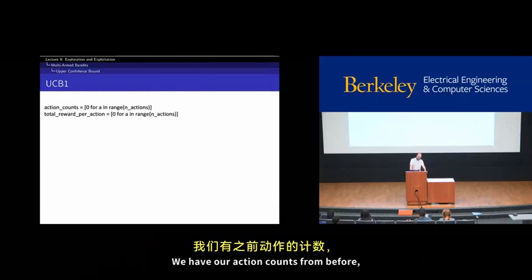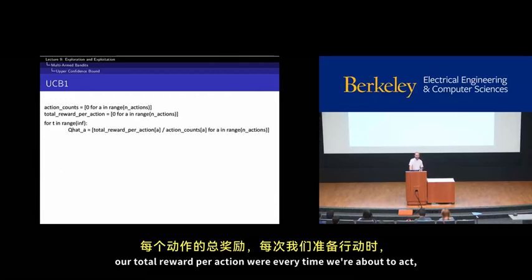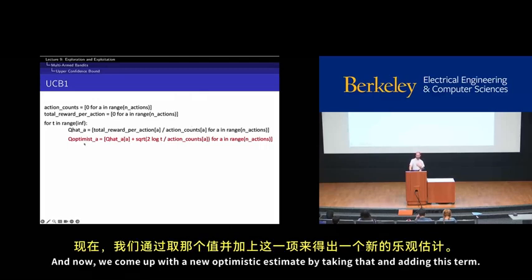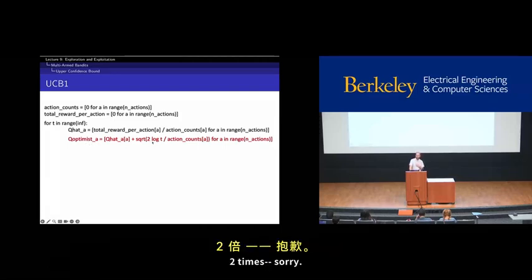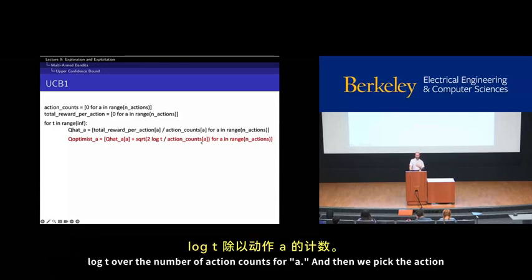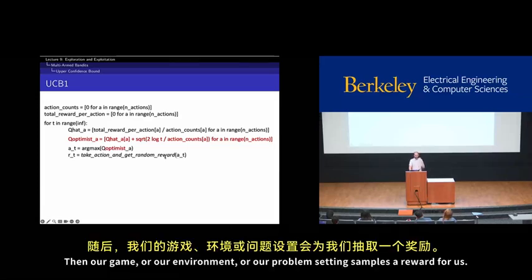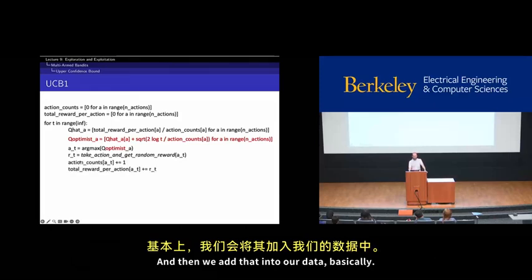So here is the UCB algorithm written out in code. We have our action counts from before, our total reward per action. Every time we're about to act, we take the ratio to come up with an estimate for the expected reward. And now we come up with a new optimistic estimate by taking that and adding this term, the square root of 2 log t over the number of action counts for A. And then we pick the action that has the highest optimistic value. We take the action, then our environment or our problem setting samples a reward for us, and then we add that into our data.